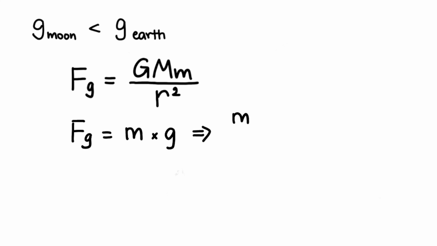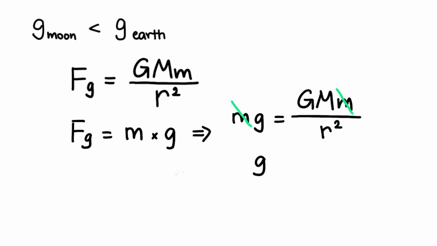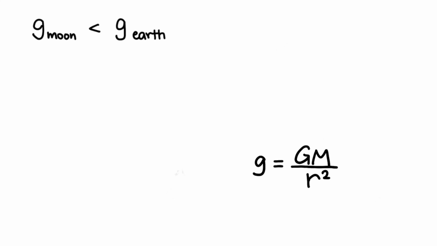Now we plug Fg equals mg into the formula. We take away the small m and we get g equals big G times big M over r squared. With this formula derived, we can now calculate g moon and g earth respectively.